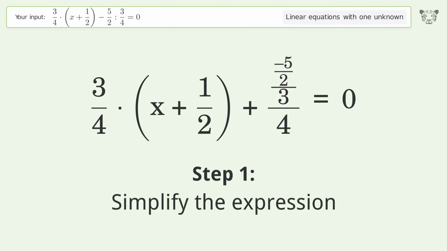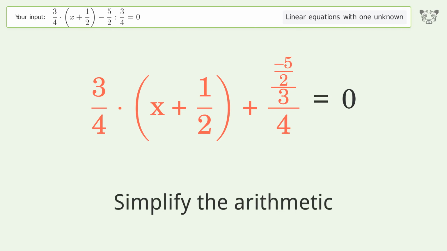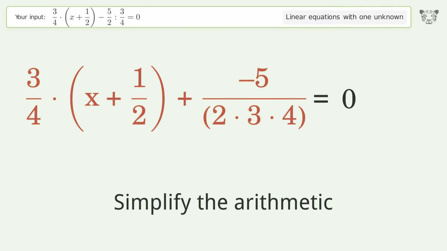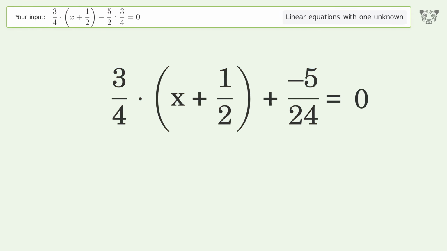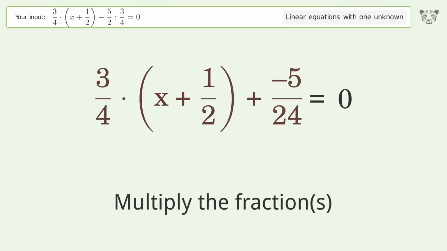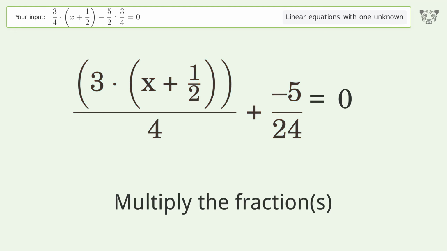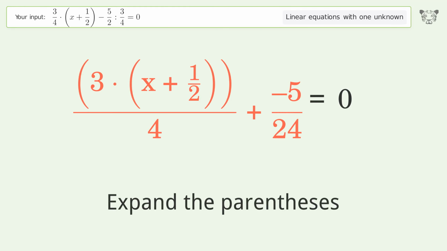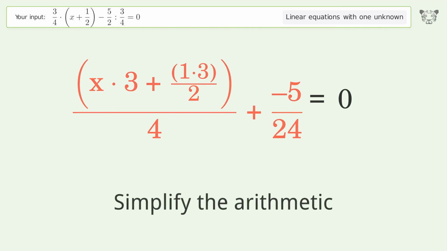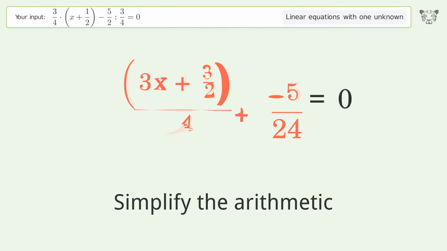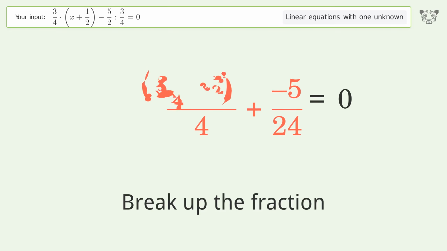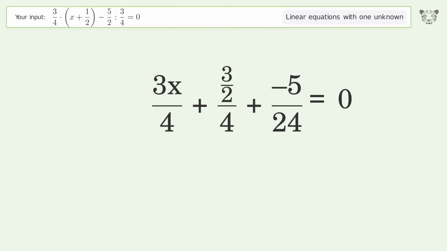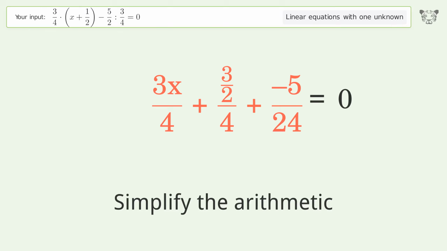Simplify the expression. Simplify the arithmetic. Multiply the fractions. Expand the parentheses. Simplify the arithmetic. Break up the fraction. Simplify the arithmetic.